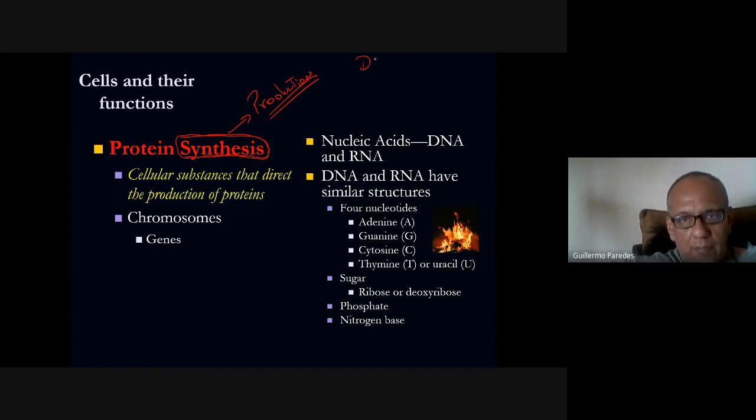The DNA, we have the double helix, and inside we have the recipe for the proteins. So we have genes. A group of pieces of the DNA is going to be called a gene, and each gene is going to contain a recipe for a protein. Okay? So basically, there's a cellular substance that directs the production of protein.